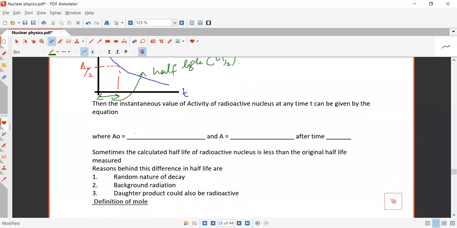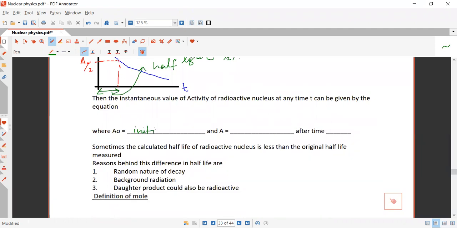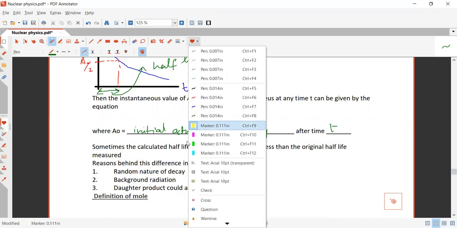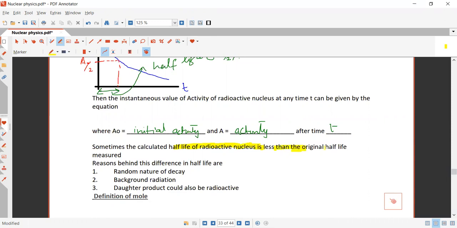So students, A naught is the initial activity, right? A is the activity after time t. Sometimes the calculated half-life of a radioactive nucleus is different from the original half-life measured. What are the reasons behind this difference? The nature of radioactive decay is random, there is background radiation, and sometimes the daughter product could also be radioactive. So these could be the reasons behind this statement, right?